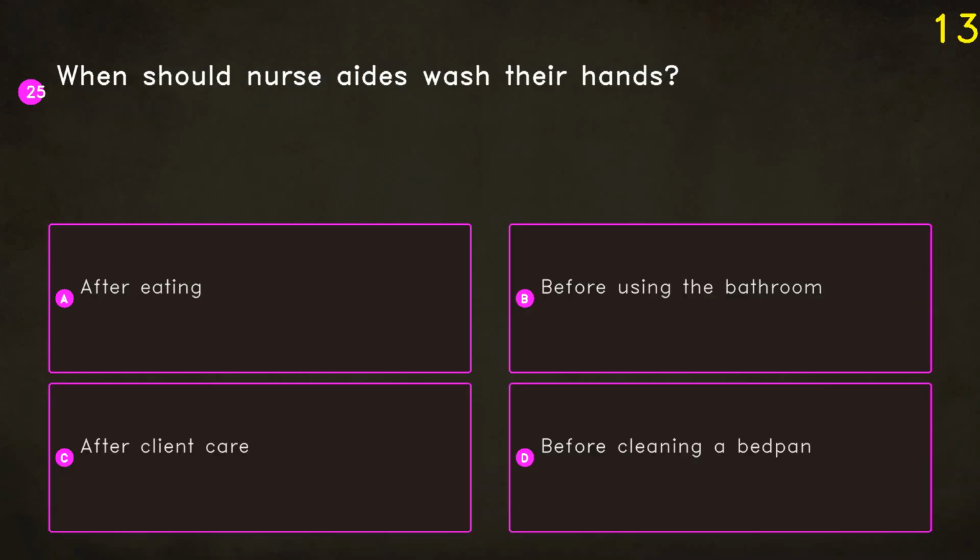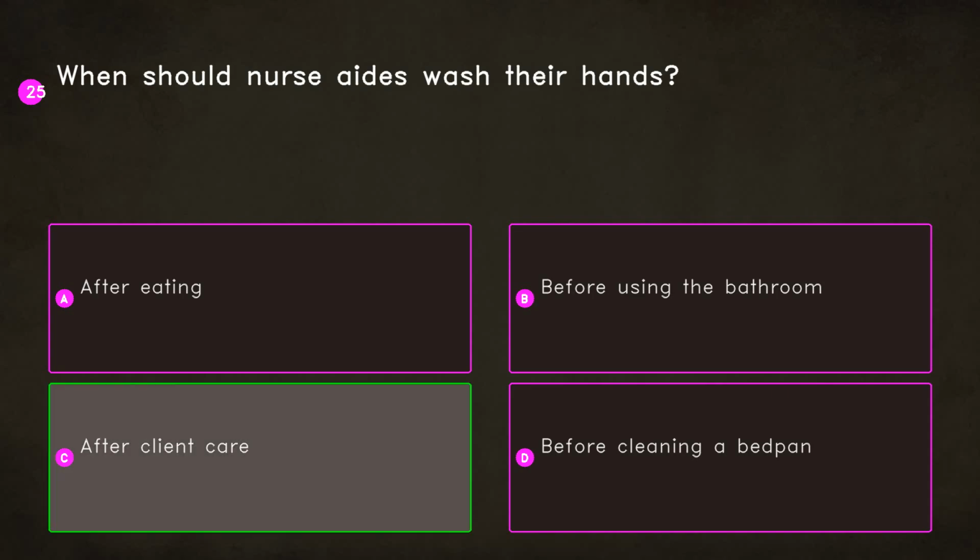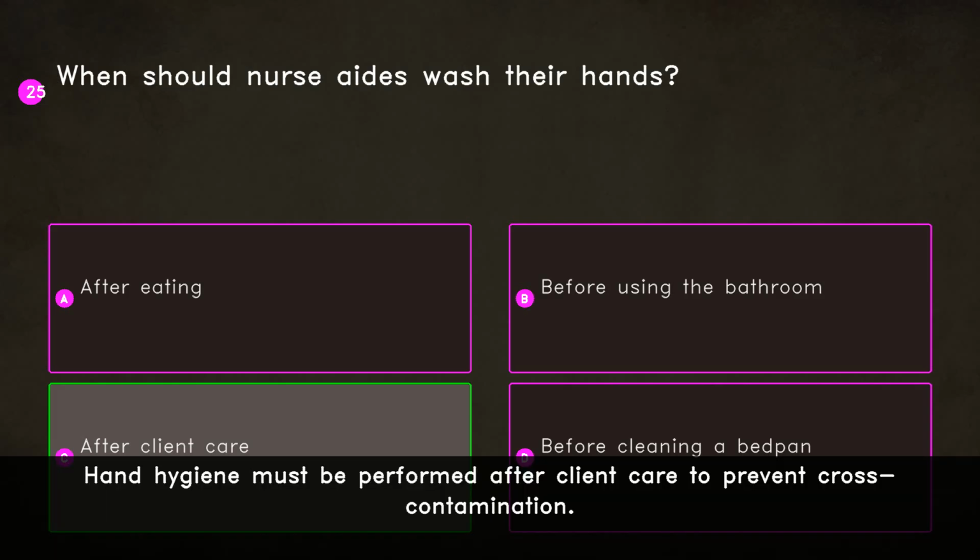Question 25. When should nurse aides wash their hands? A. After eating. B. Before using the bathroom. C. After client care. D. Before cleaning a bedpan. The correct answer is after client care. Hand hygiene must be performed after client care to prevent cross-contamination.